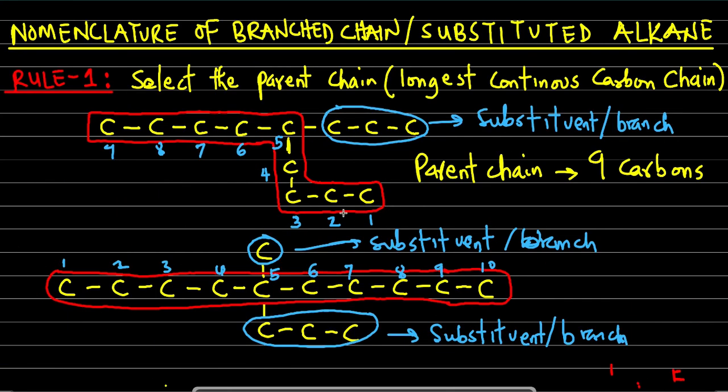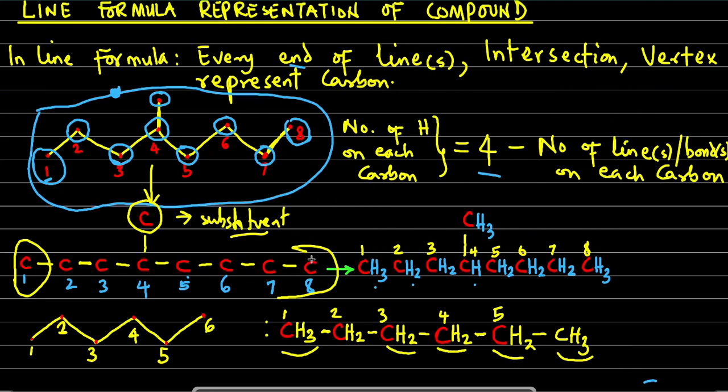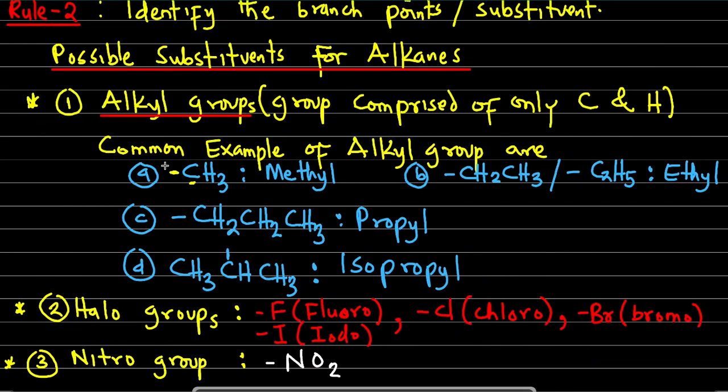Let's look at this compound here. Look at this substituent at carbon number 4. It has just one carbon atom, so the point of attachment is this line here. That is the exact line you're seeing here. This line is where this CH3 would be attached onto the parent chain.